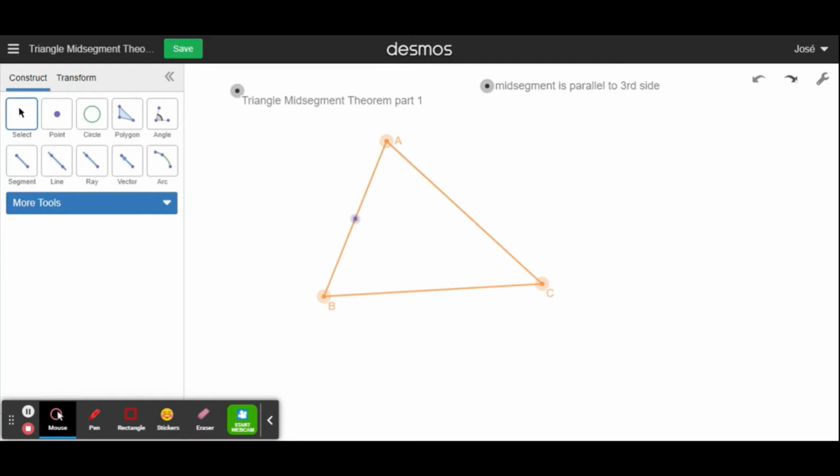So we find the midpoint of side AB and the midpoint of side AC. We label them D and E, and the segment that connects them, segment DE, what we want to prove is that it is parallel to segment BC.